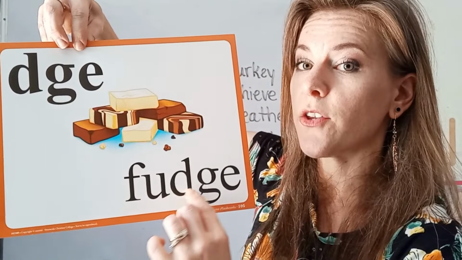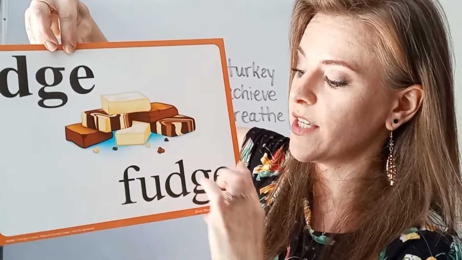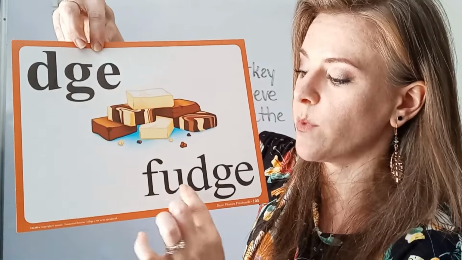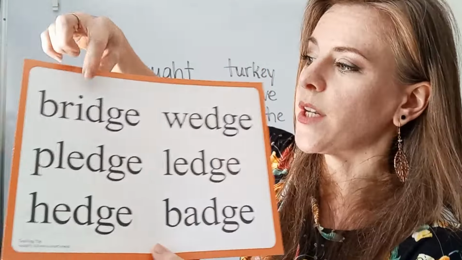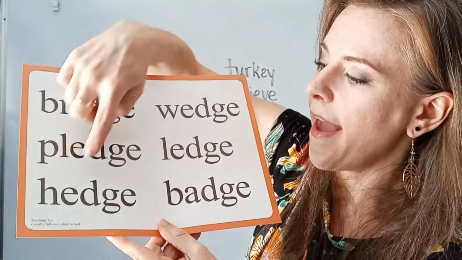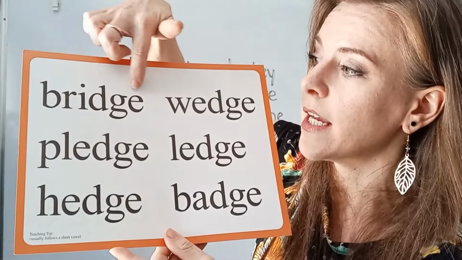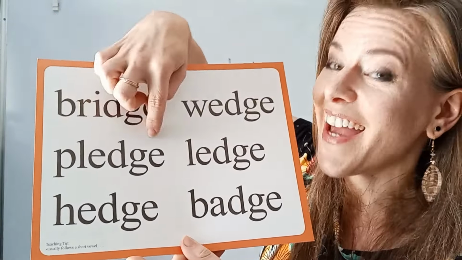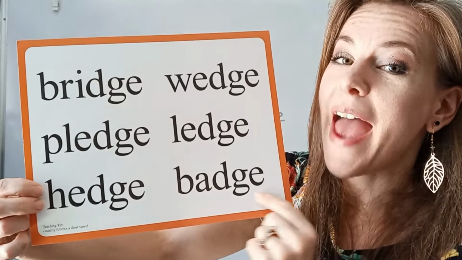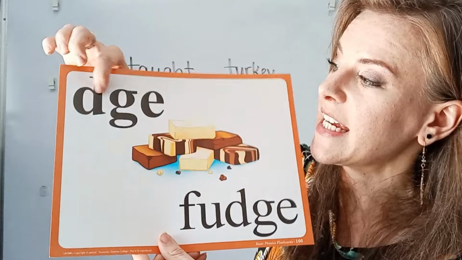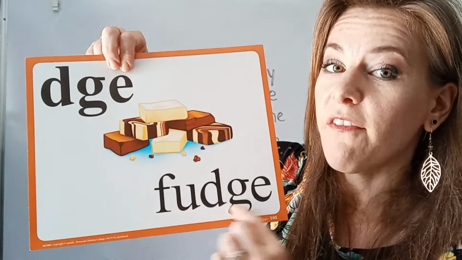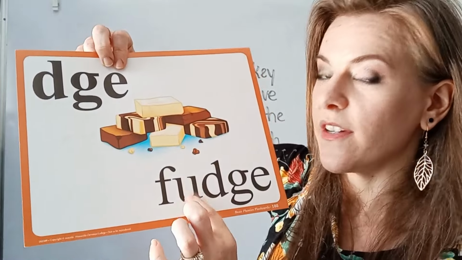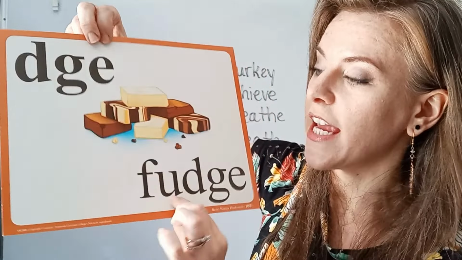The D-G-E comes after a short vowel. So here we have a short U, and you hear the j. So we know this j sound is D-G-E because we hear that short U. All of these are short vowel sounds, and then you hear the j after it. So it is D-G-E. So we have bridge, wedge, pledge, ledge, hedge, and badge. So we have D-G-E, the j in fudge, and it comes after a short vowel sound.